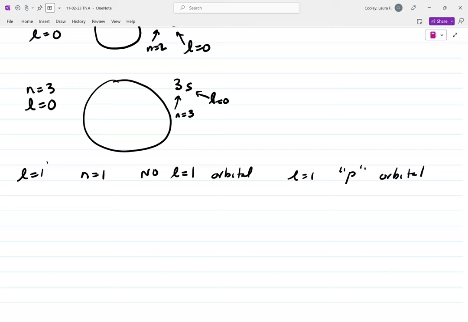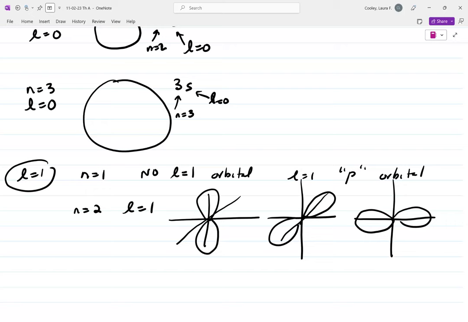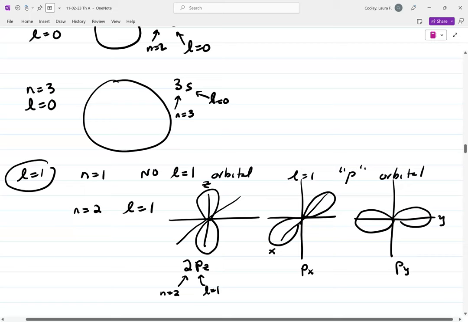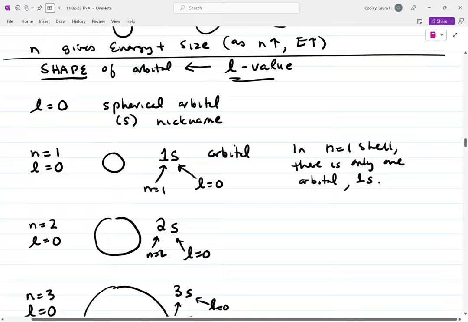Okay, what about n equals two? We have l equals one, and those are these three dumbbell-shaped orbitals, which point along the different directions of the axes, the x, y, z. So this would be z, this is x, this is y, so we call this pz, px, and py. This would be the 2pz, because that's n equals two, p for l equals one, but we call them all the 2p subshell of the n equals two shell. There's also the 2s subshell, which I drew earlier. I'll go back to the big chart after I do some of this.